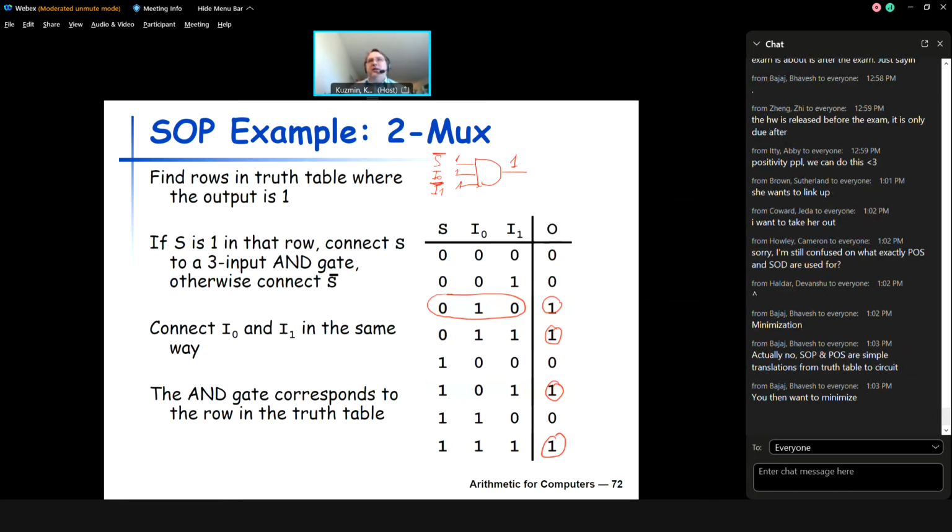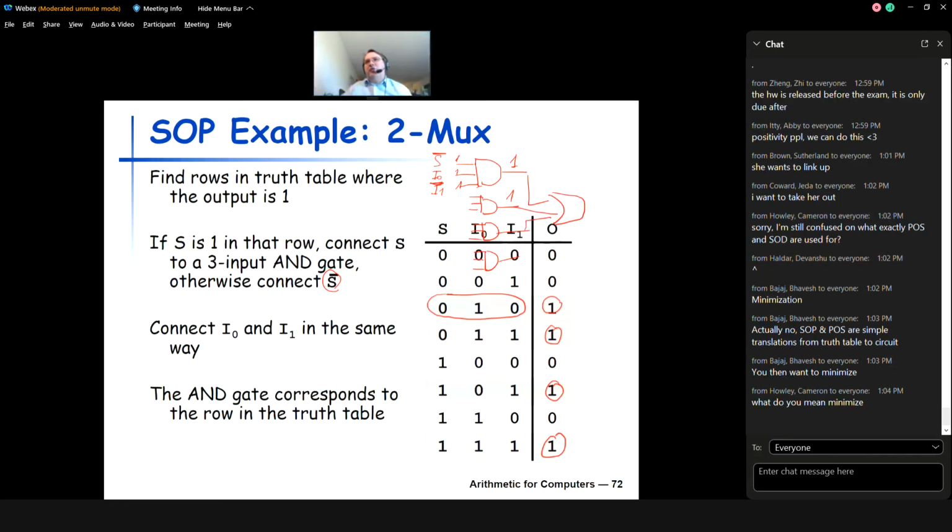So this is exactly what is spelled out in the slide. If S is 1 in that row, connect S to a 3-input gate. Otherwise, connect not S, S with an overbar. And do the same for I0 and I1. And then do that for all the other rows that have ones. We have 4 of them, so we will need 4 AND gates, and then we will just connect the outputs to this OR gate, and that would be our O.